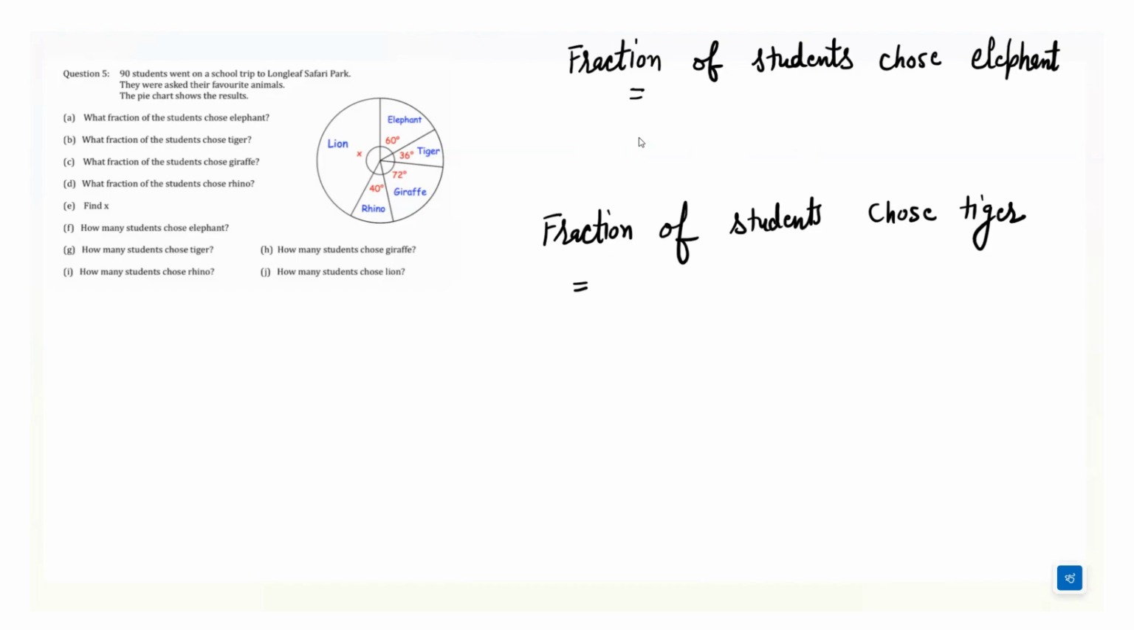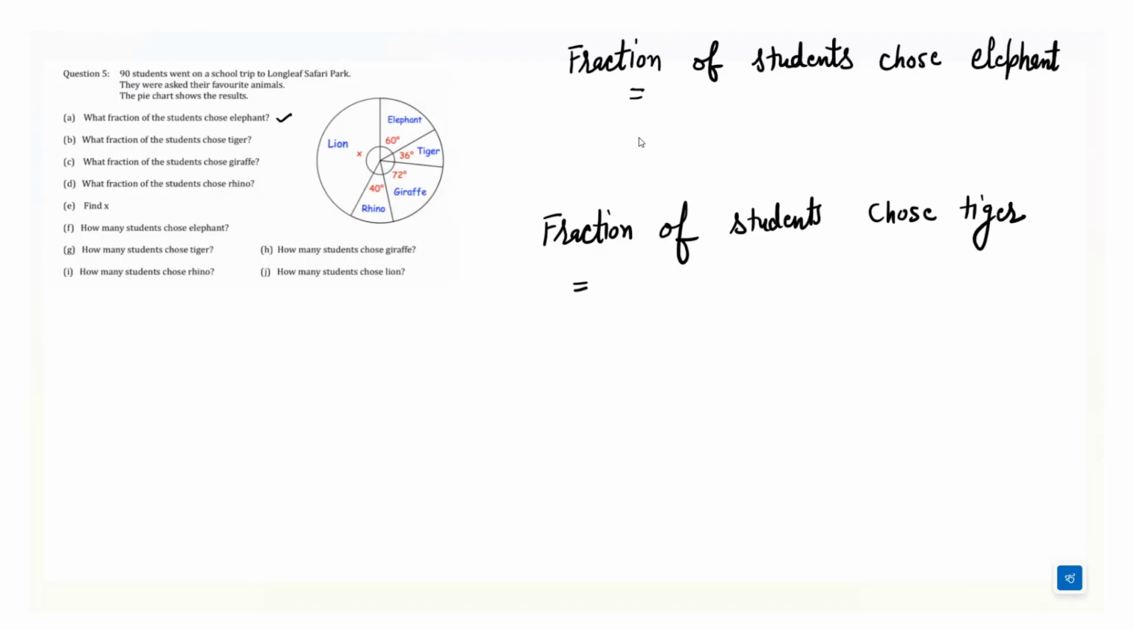Hello everyone. Today we will learn how to find the solutions to the pie chart questions. In pie chart, we have the following questions. Number 1, find fraction. Number 2, find the value of each fraction. Now, in question number 1, it says, what fraction of the students choose elephant?